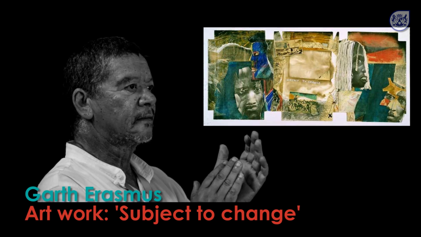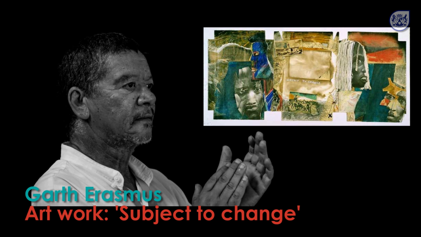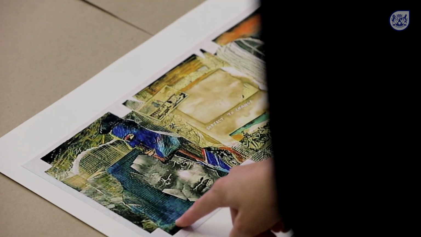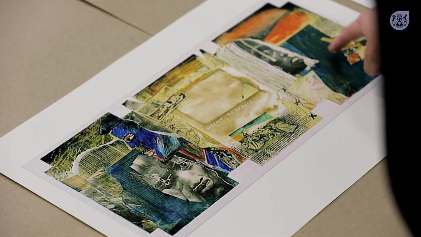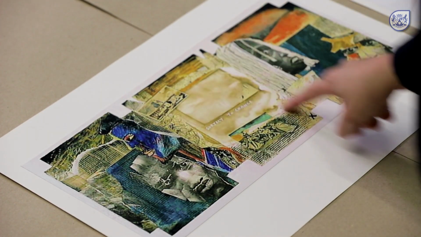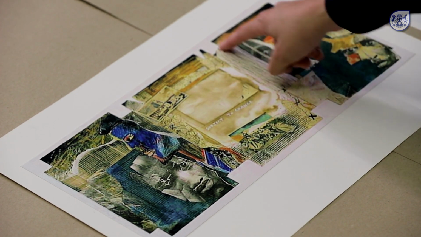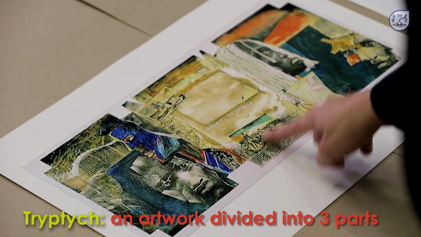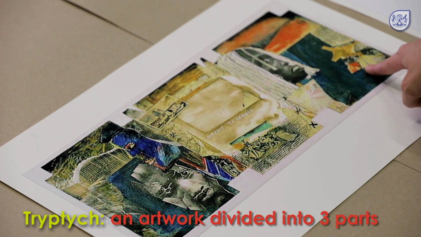So if you look at Garth Erasmus' work, when I look at shape, I like to see, are there shapes that I can easily identify? Over here you can see three strong shapes of rectangles. You can see one rectangle over here, another one over here, and a third one over here. Often in an artwork you would call this a triptych.